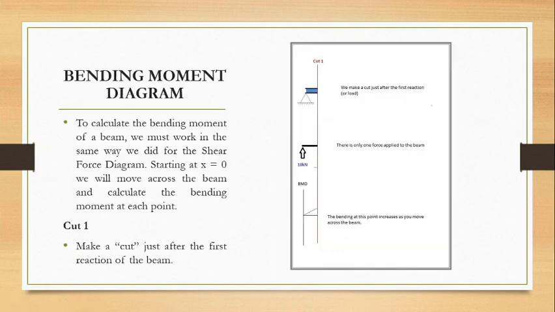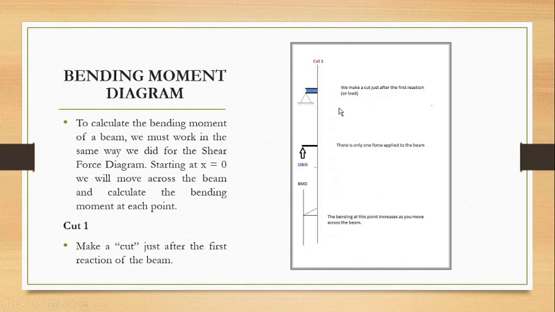Now it's time to draw the bending moment diagram. To calculate the bending moment diagram of the beam, we must work in the same way as we did for the shear force diagram. We will start from here at the support and consider that x, which is the distance, is equal to 0 here, and then we will move across the beam and calculate the bending moment at each point.